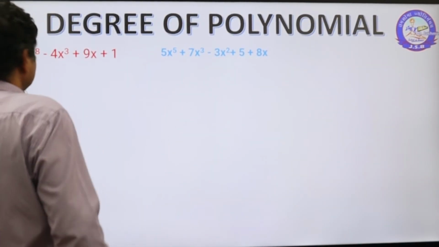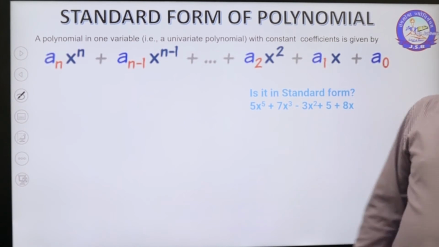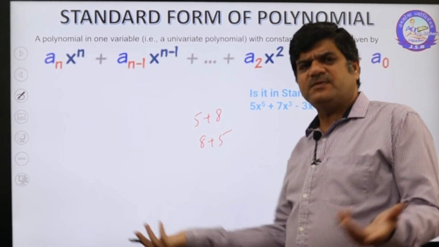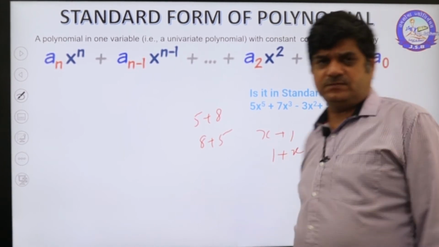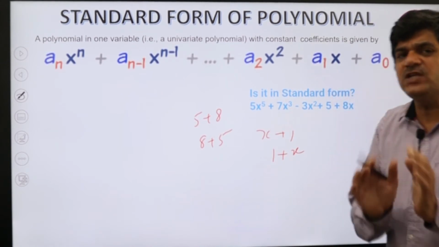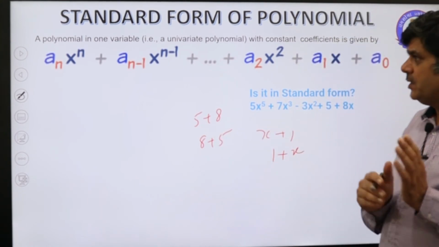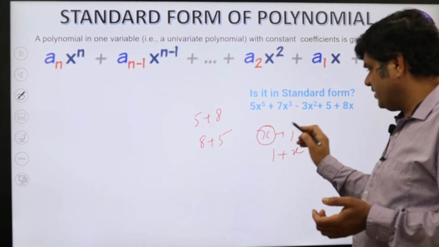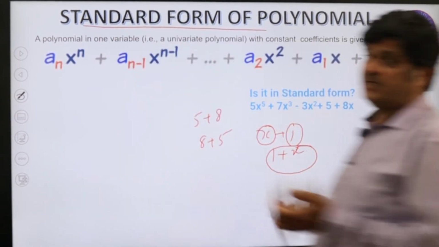Then we should know about standard form. Usually, if I write 5 plus 8 or 8 plus 5, in mathematics, they mean the same thing. If I write x plus 1 or 1 plus x, they mean the same thing. So that is not the issue. But in polynomials, usually we write them in the decreasing order of their degree. That means first we write this term, then we write this term. We usually avoid this way, and that form is called standard form.